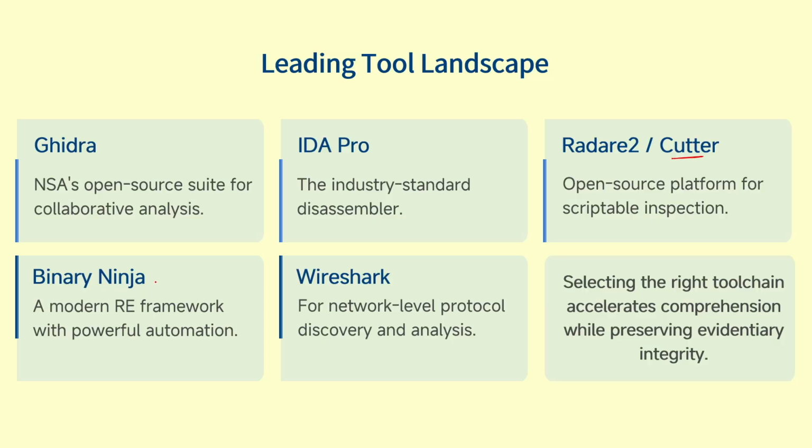And Binary Ninja is another tool where you can go for a modern RE framework. This is a modern framework with powerful automation. And Wireshark is normally used in networks. It is a network level protocol analyzer wherein you can discover and analyze the flow of packets from one node to another, with which we can understand the flow. So if your project is in a network perspective, not desktop oriented, you can go for Wireshark and identify the packets. If somebody is eavesdropping or anything else, that could be identified here.